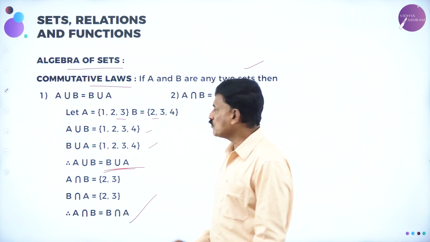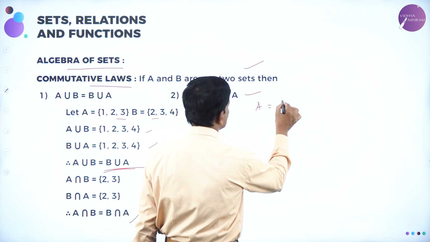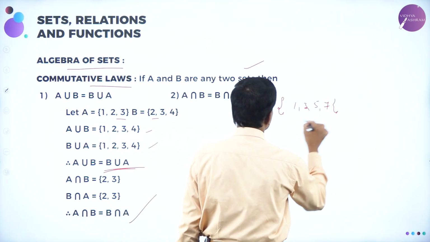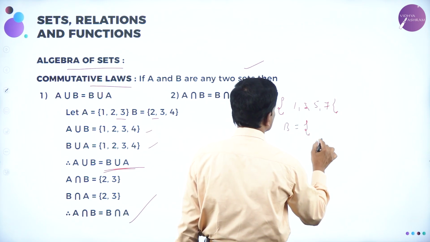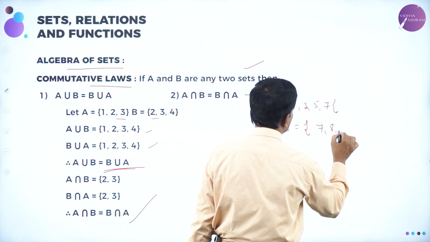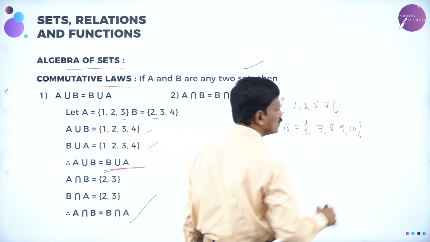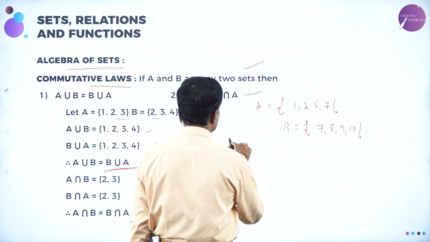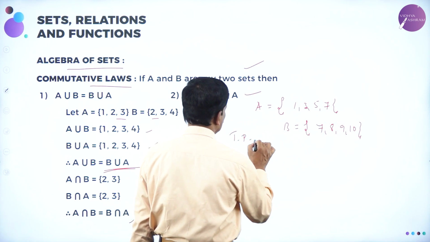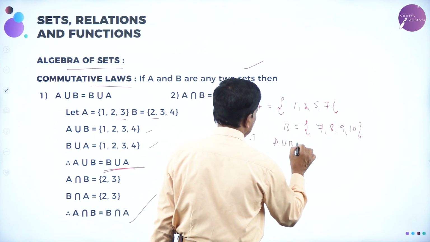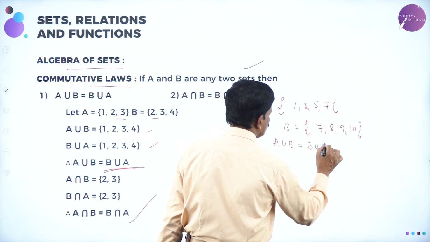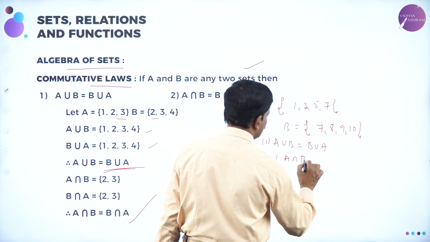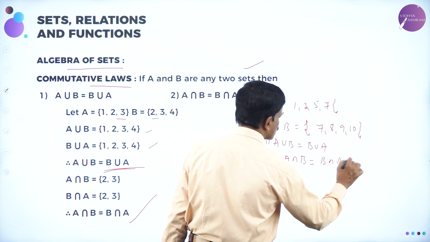Okay. Now let us take one more example. If A is equal to {1, 3, 5, 7}, another example, B is equal to {7, 8, 9, 10}. These are the two sets. Now let us verify to prove that, first one, A union B is also equal to B union A, and second one, A intersection B is also equal to B intersection A.